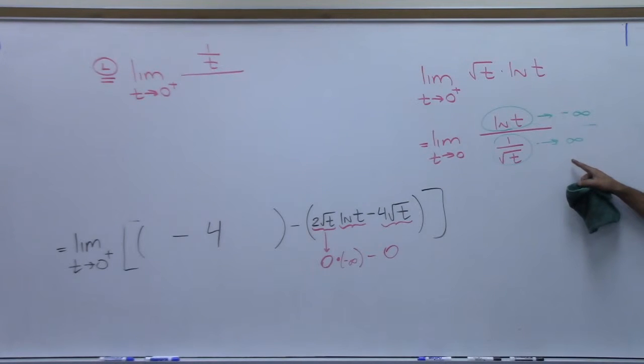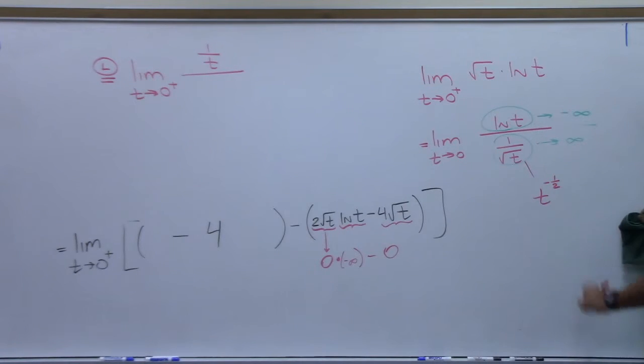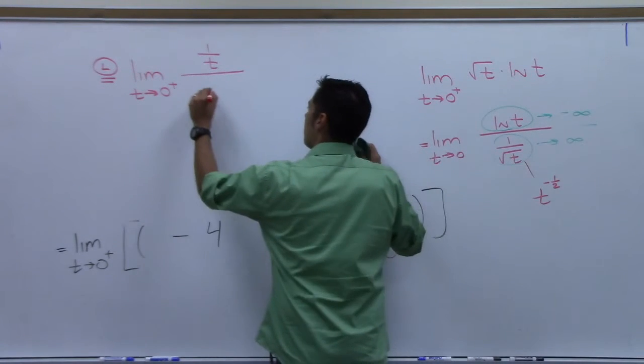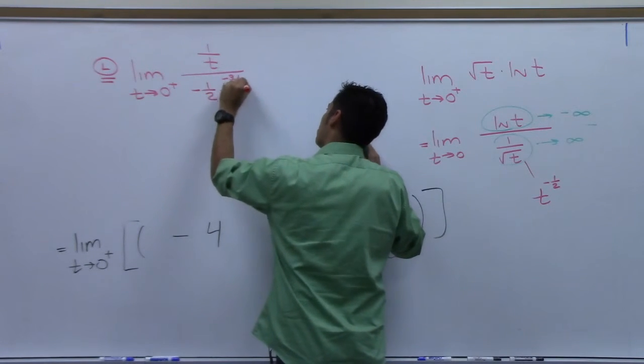So negative. Is that what it is? Hold on. This is really t to the negative 1/2, right? Yeah. And we're taking the derivative, not antiderivative, right? So negative 1/2 comes out, t to the negative 3/2. Yes? Yes. So I'm going to write that down. This is negative 1/2 t to the negative 3/2.